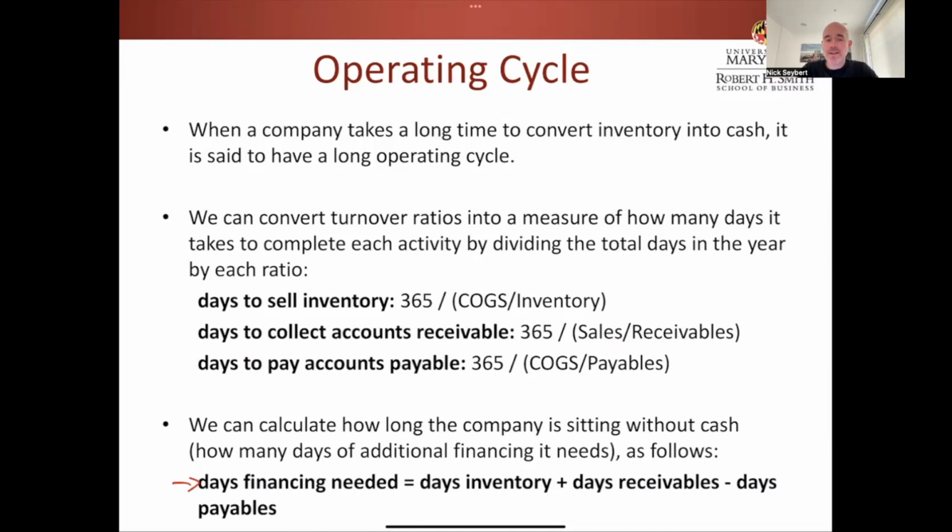But this is a very quantitative analysis because we know from those turnover ratios, we can explicitly calculate on average how long it takes a company to sell inventory, how many days. We can calculate how many days on average it takes to collect cash from customers. Bam, that's the operating cycle.